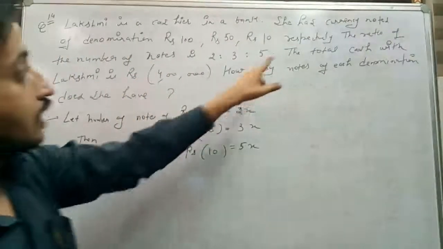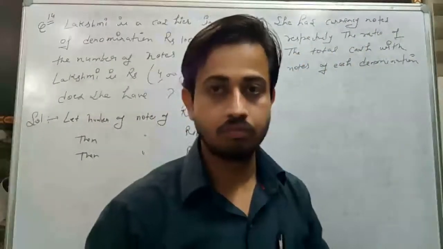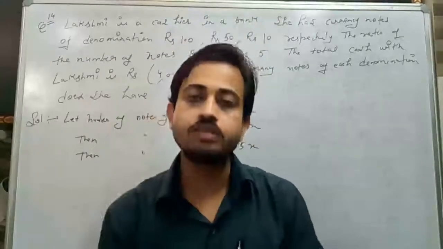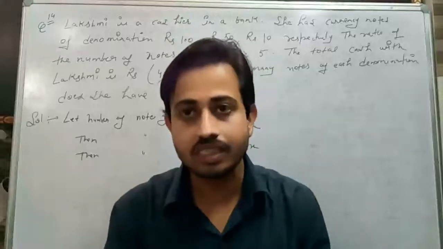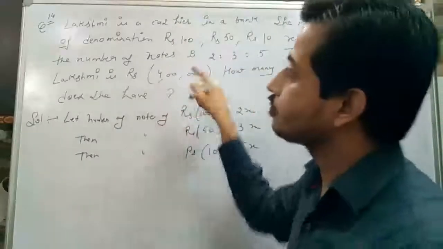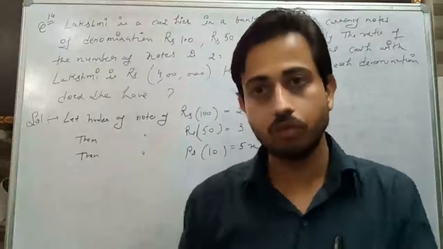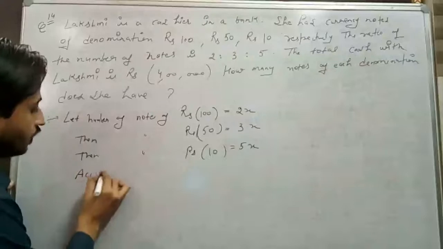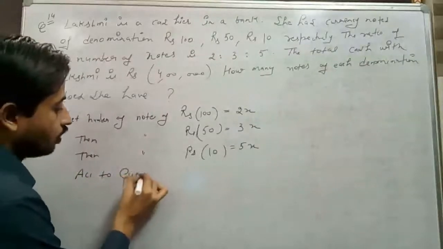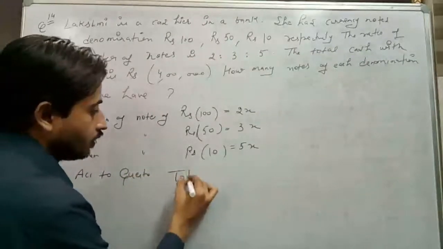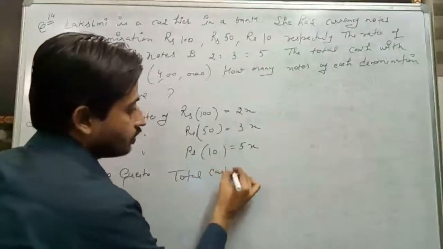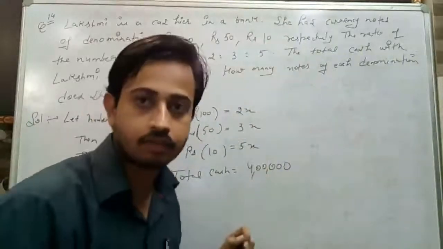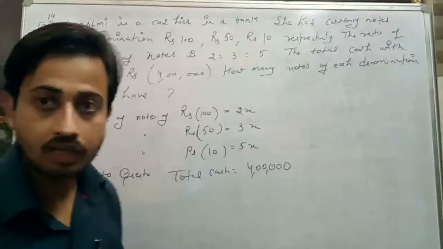The total cash means the money in terms of 50 rupees, 100 rupees and 10 rupees, and the total cash is 4 lakh. So we have to write according to our statement what it said. According to the question, total cash is 4 lakh.